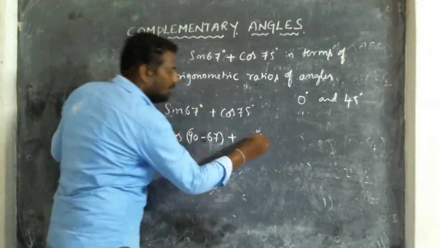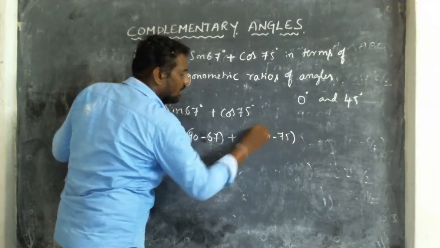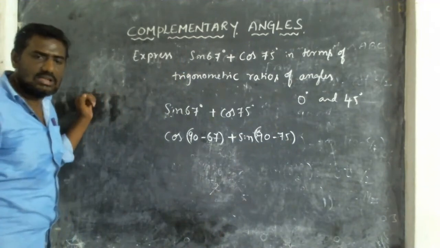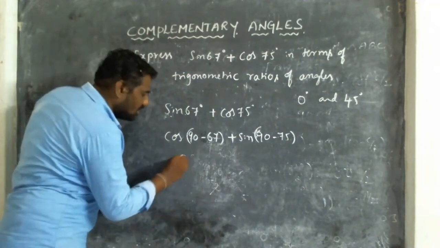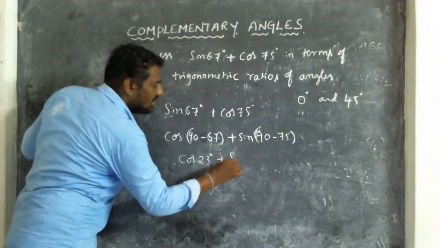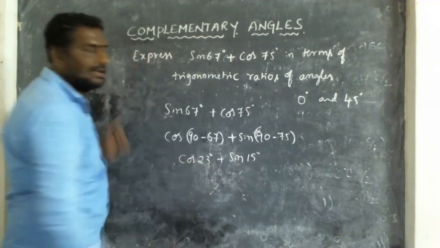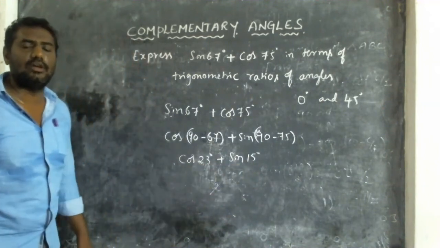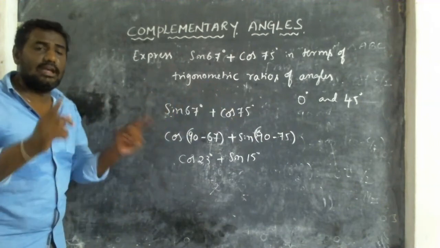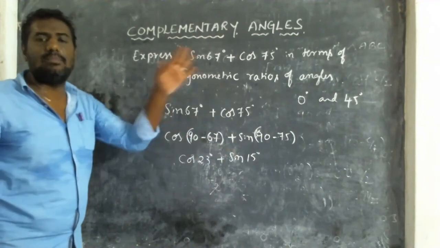Now 75's complement is 90 minus 75. Cos is converted to sine. Now you tell, 90 minus 67 is nothing but 23 degree. Sine 90 minus 75 is 15 degree. Now you check whether both the angles are below 45 or not. Why are we converting both the trigonometric ratios here? Because both the angles must be converted to below 45. That's why in both the cases I am applying the formula.